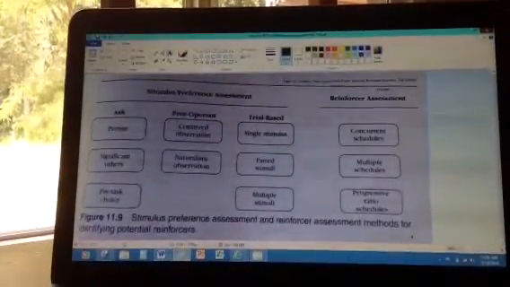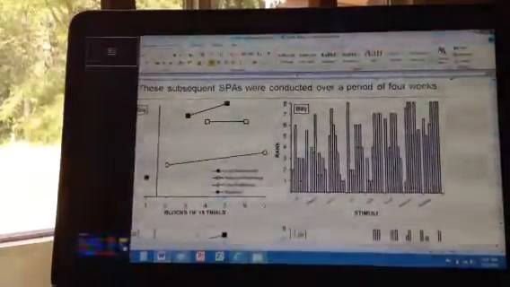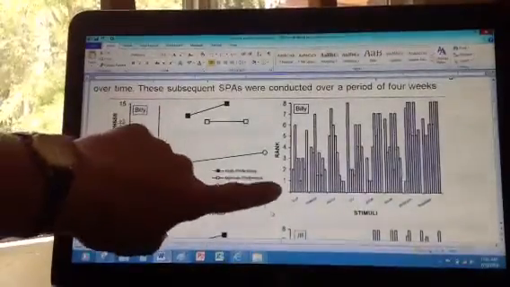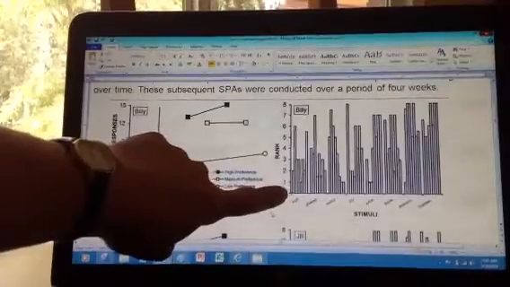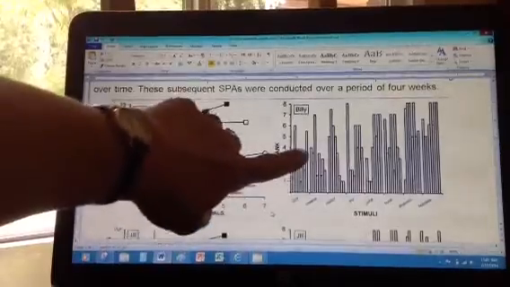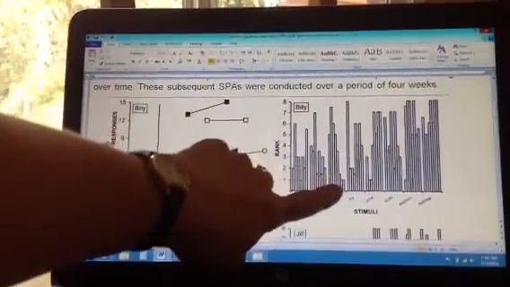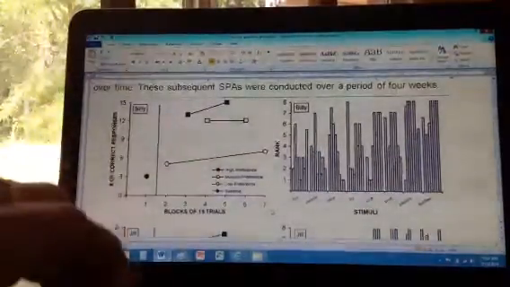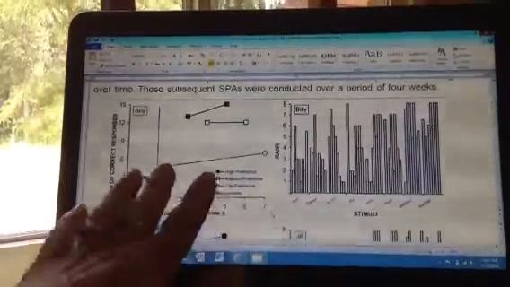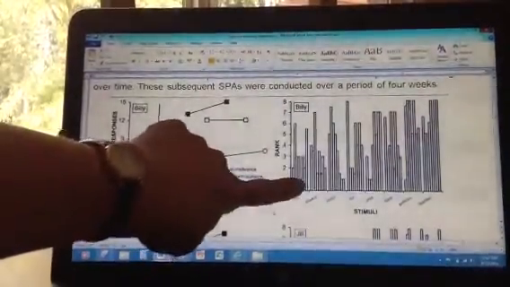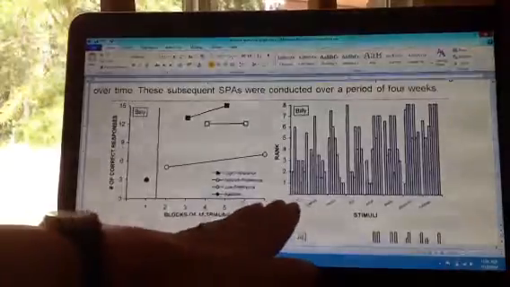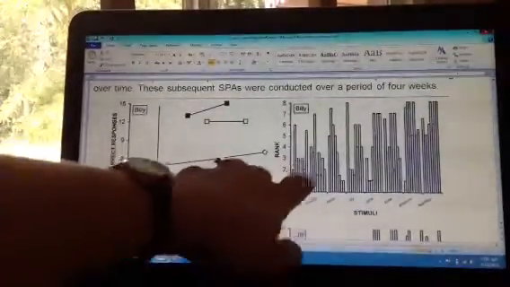I'm going to go back to our graph here, and there are multiple columns here, and the reason for that is that they did the SPAs over time. They did them 8 different times, and so the first column for each stimulus shows how the client preferred that item the first time they did the preference assessment. Okay, and then they did it again, the second, third, fourth, all the way to the last column. And the reason for this is it can show you for each item how those preferences changed over time.